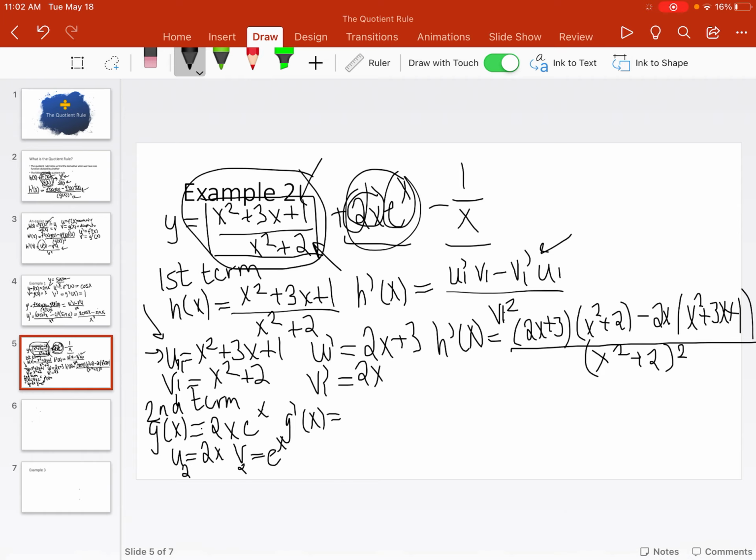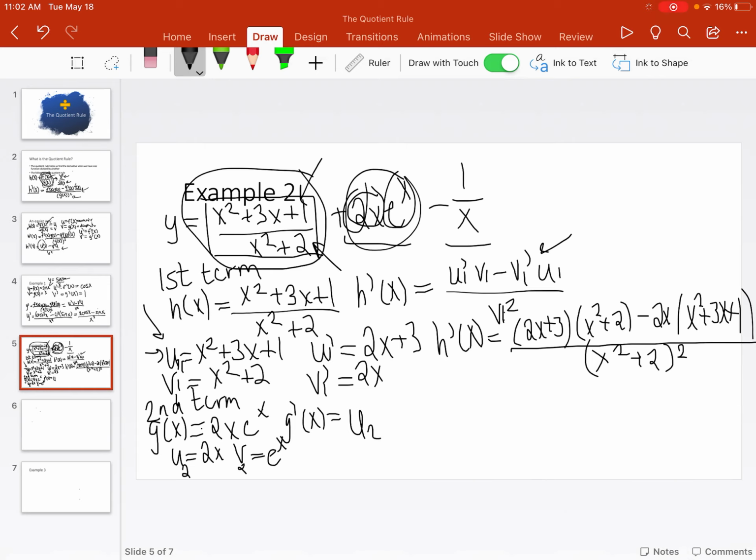I know a lot of professors, especially in first year calc, will let it slide if you use u and v without a subscript, but you don't want to get in that habit, because in future math courses, they don't tolerate sloppy work like this. So make sure you put those subscripts if you're recycling the parameter and reusing it. In this case, we are, so let's continue. We're going to call u2 equal to 2x and v2 equal to e to the x, just to differentiate it from our use of u and v when we were finding the derivative of the first term using the quotient rule. So what is g prime of x?